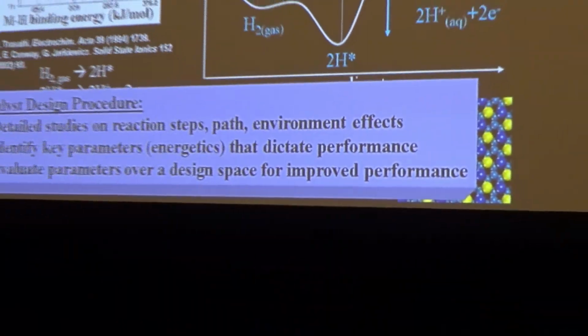Of course, the Norskov group has done this very well for hydrogen oxidation, where we can use the hydrogen binding energy to try and predict a better catalyst and develop a volcano relationship, and then use DFT to probe alloys and such to find better catalysts. And of course, we do this in any catalyst design procedure.